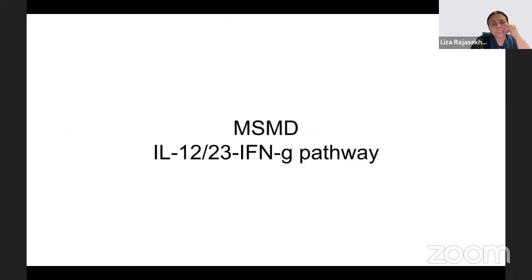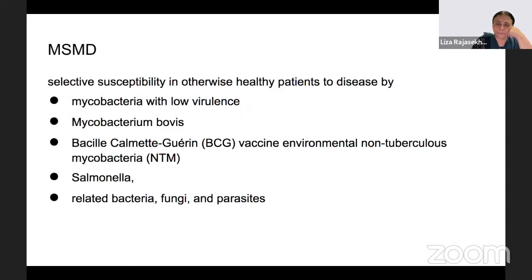So with this, I'll take you through the next disease, which is planned for today. That is Mendelian susceptibility to mycobacterial disease. Basically, this is a constellation of diseases or clinical phenotypes, which is due to a defect in the IL-12, IL-23, ISG15, interferon gamma pathway.